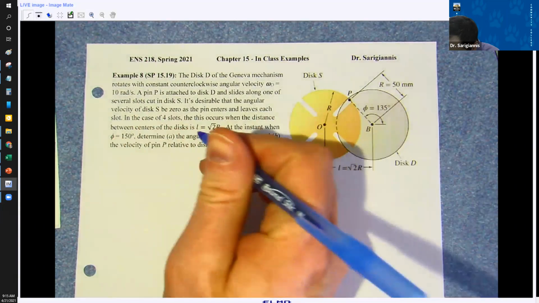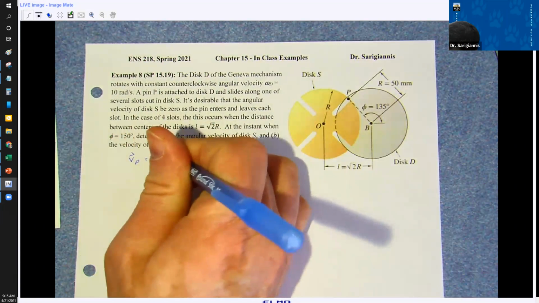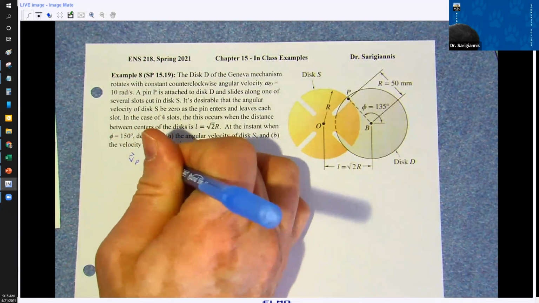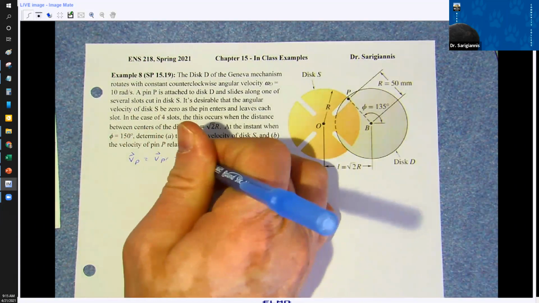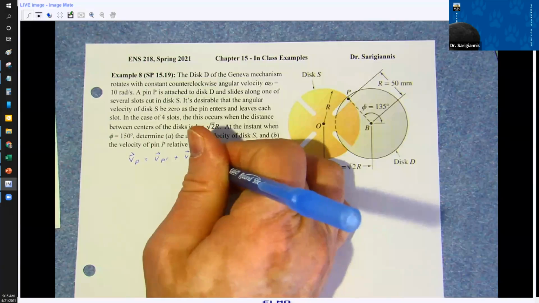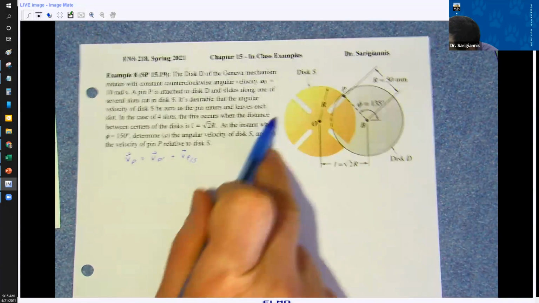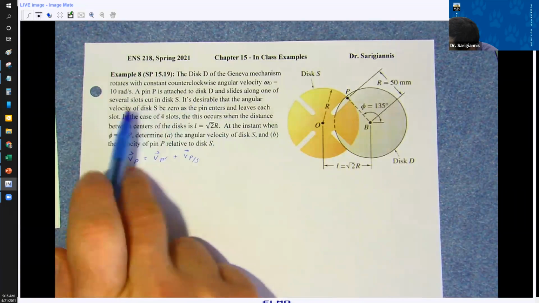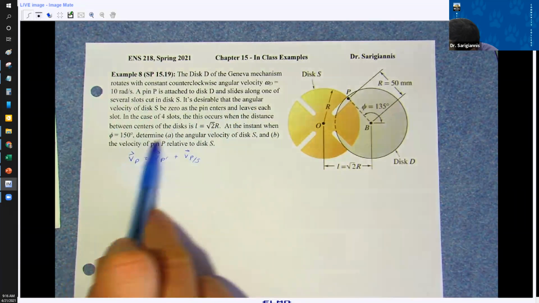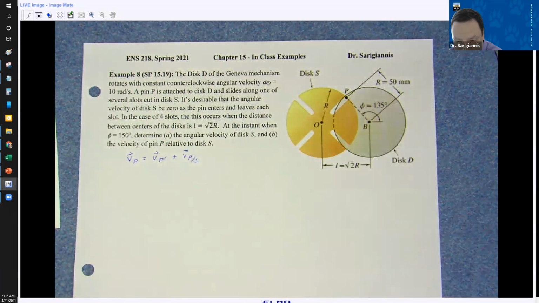Let me just write down VP equals VP prime plus V of P with respect to, now instead of that fancy F, I'm going to use S for our frame of reference, disk S, because we're looking for angular velocity of disk S and the velocity of pin P relative to disk S.